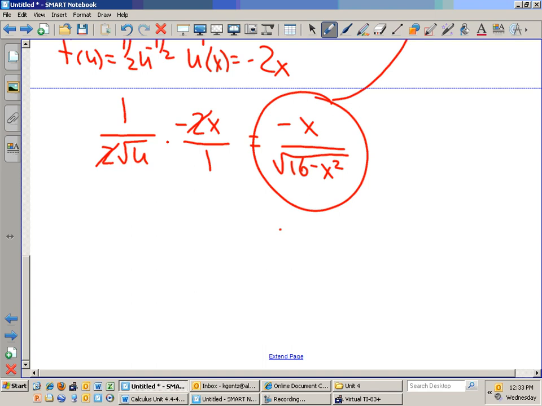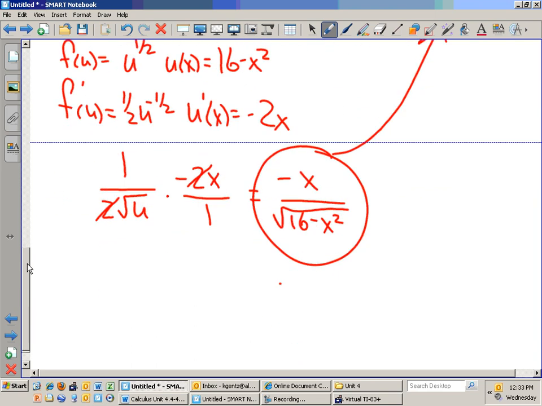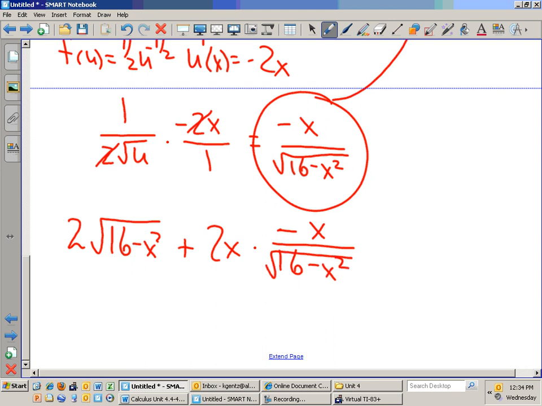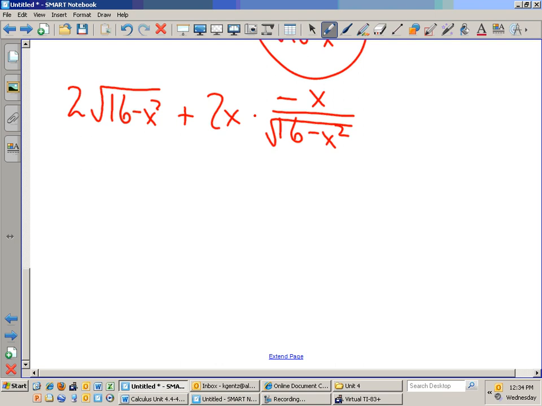So let's finish it off. When the bell goes, if you want to go to lunch, that's fine. If you want to see the rest of this, I'm guessing it's going to take about another minute and a half. So I've got 2 square roots of 16 minus x squared plus 2x times negative x over the square root of 16 minus x squared. That's my derivative. We set the derivative equal to 0 and we solve.